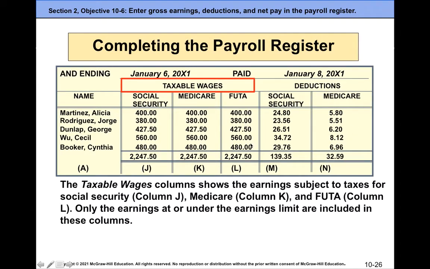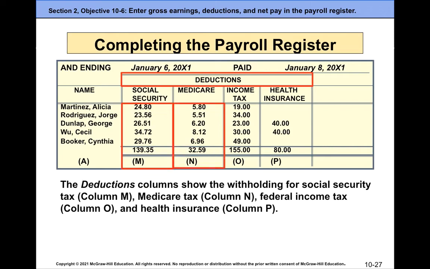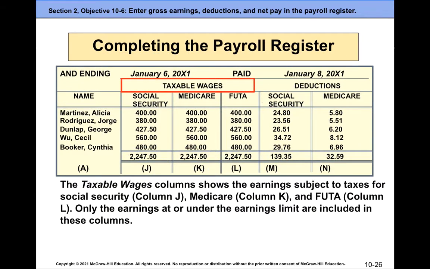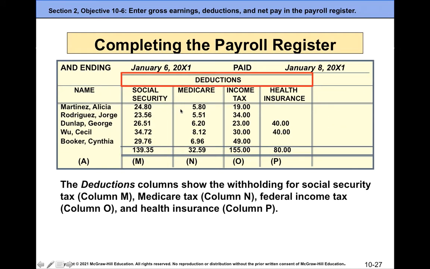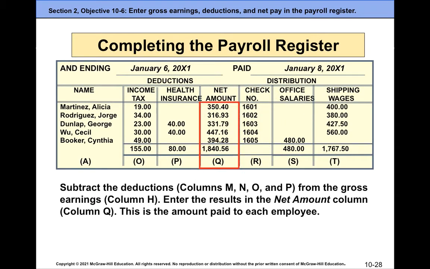FICA we do not calculate here. We will calculate it in chapter 11. And then Social Security, Medicare, income tax, we look it up, right? This income tax we look up in the tables. Health insurance is something voluntary. This information will be given to you. So gross pay, like this $400, minus these 4 deductions gives us net pay. Net pay is take-home pay. This is the amount of checks we have to issue to each employee.